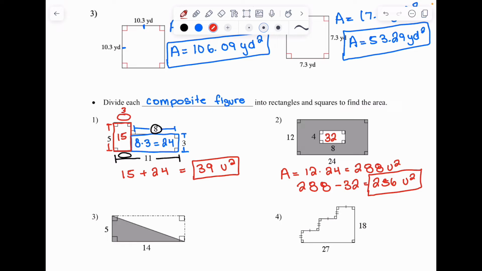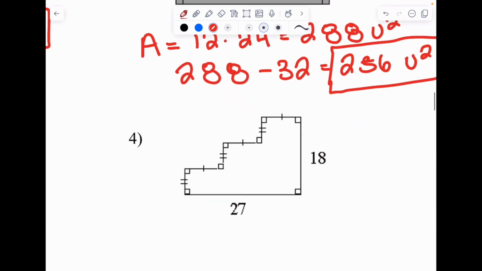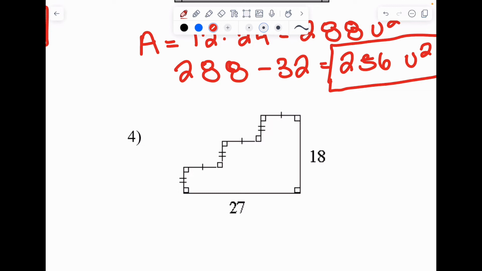I'm going to look at number 4 first before I look at number 3. So looking at number 4, notice how I have these little tick marks. In first semester, we talked about how tick marks indicate congruence, which means all of those lengths are the same. And if all of those lengths have to add up to 27, I'm going to divide 27 by 3 to find out what each of those are. So 27 divided by 3 will give me 9 for each of those lengths.